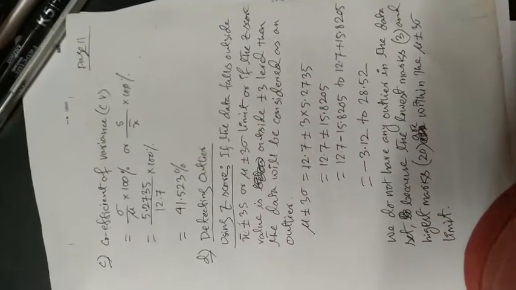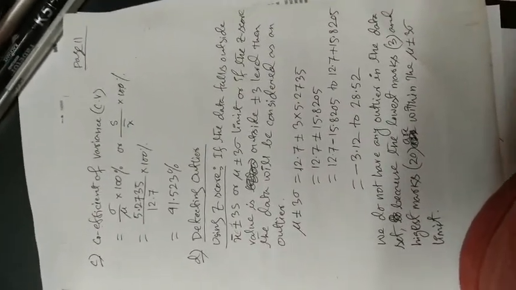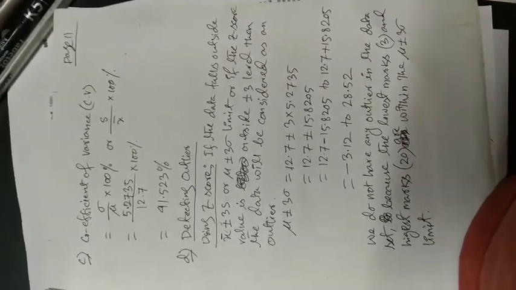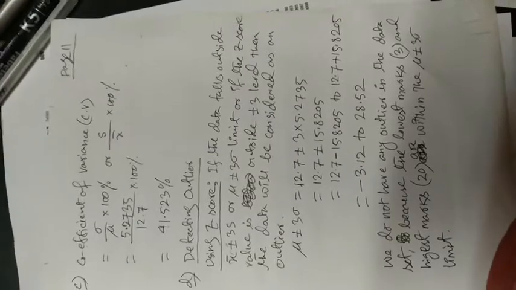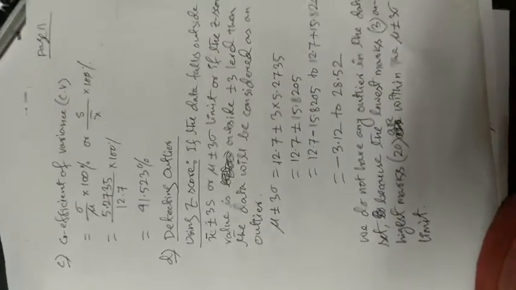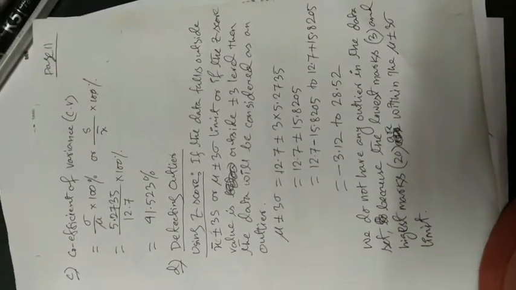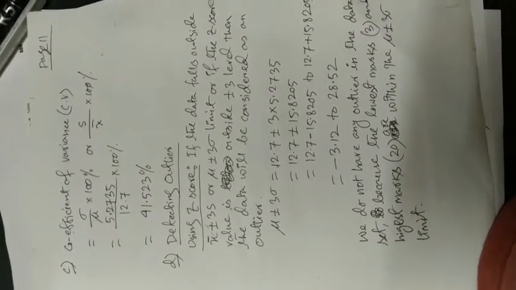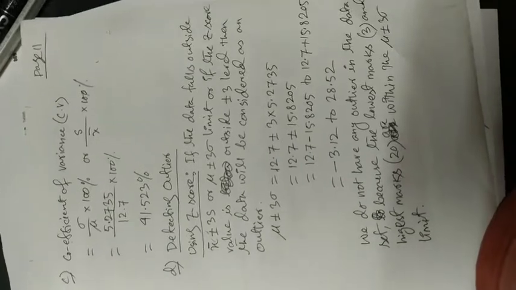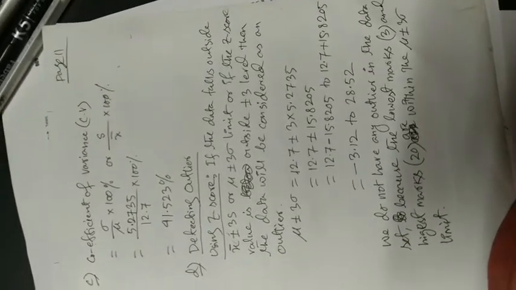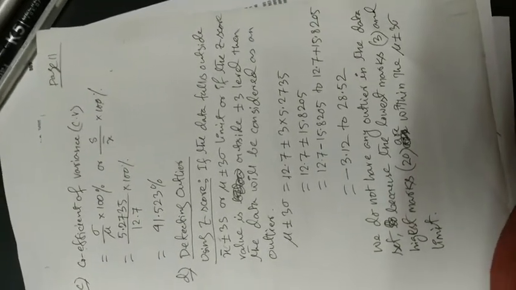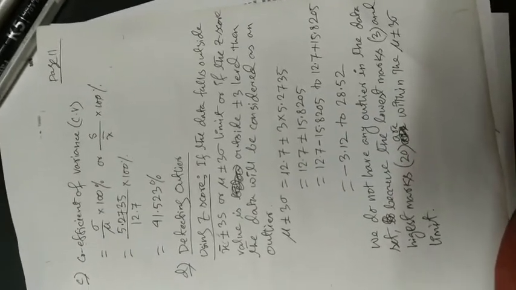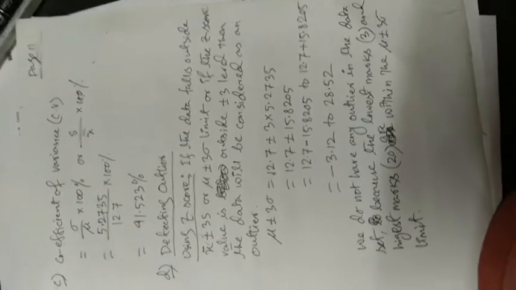Now part D, detecting outliers. As I have told you, we can detect outliers using two methods. We can use the Z-score method, and also the IQR method. First we will use the Z-score method. If the data falls outside the x bar plus minus 3 standard deviation or mu plus minus 3 sigma limit, or if the Z-score value is outside the plus minus 3 level, then the data will be considered an outlier.